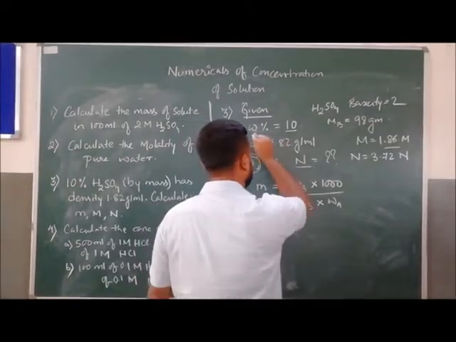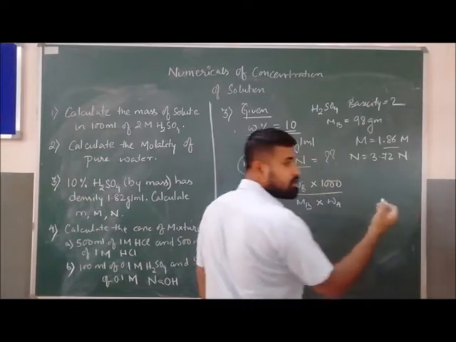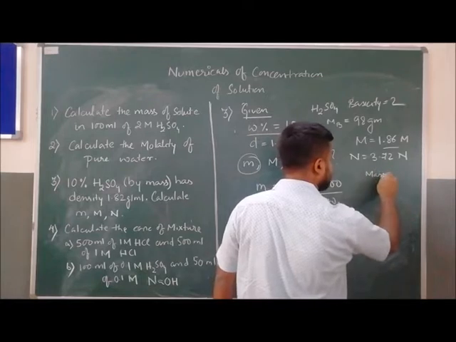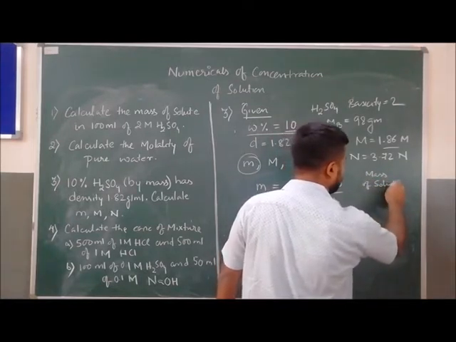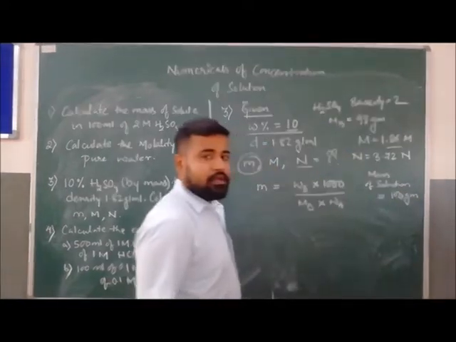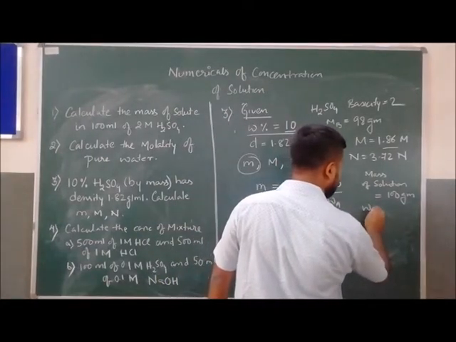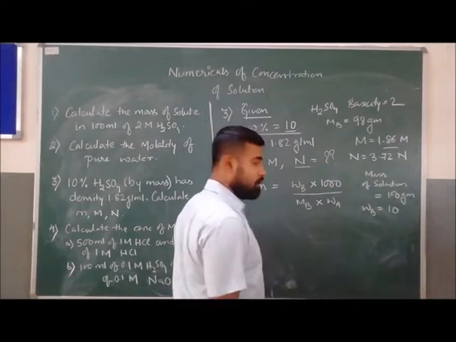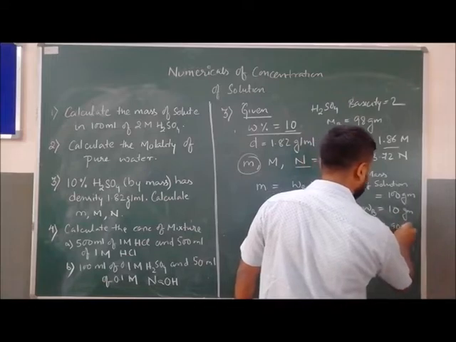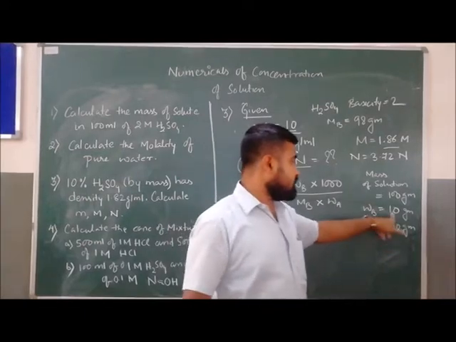So if here the percentage is given 10%, means if we consider the total mass of the solution is 100 gram, then the mass of the solute WB is equal to 10 gram and WA is equal to 90 gram. Clear? Because 90 plus 10 is 100 gram.